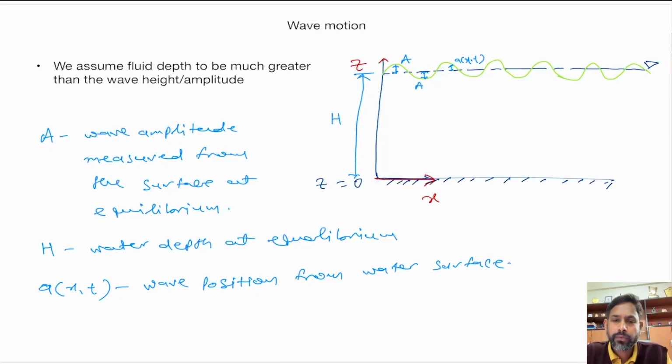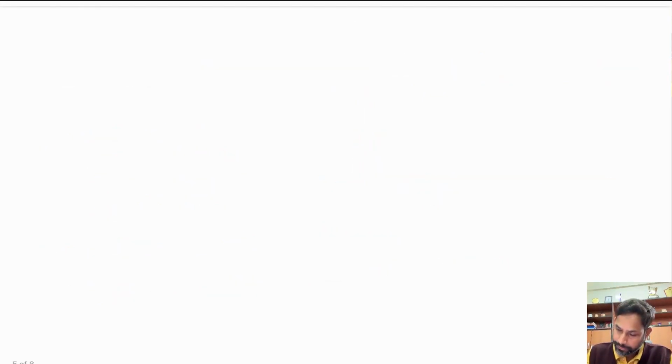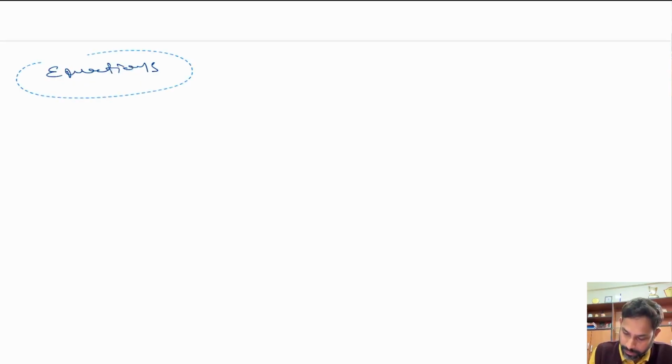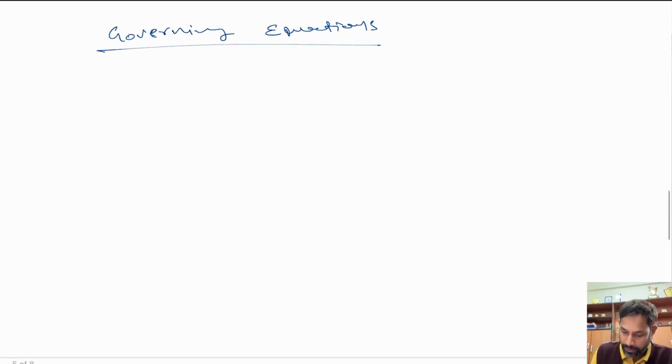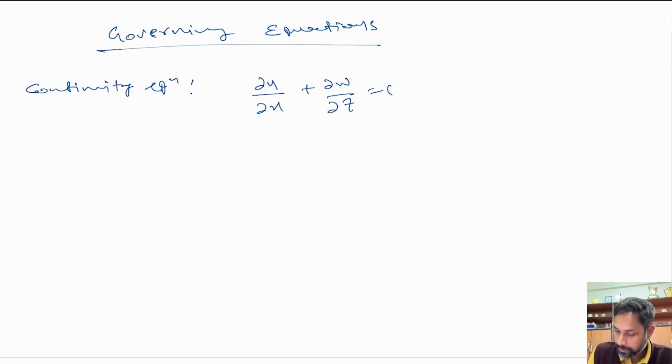Okay, and now we want to solve the wave motion, this periodic motion of the wave, and we can start that using the Navier-Stokes equations, or we can call them governing equations. Okay, so we will obviously start with continuity. That will give us du/dx plus dw/dz is equal to 0.